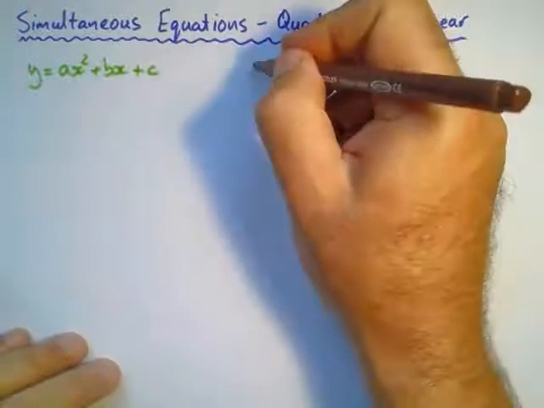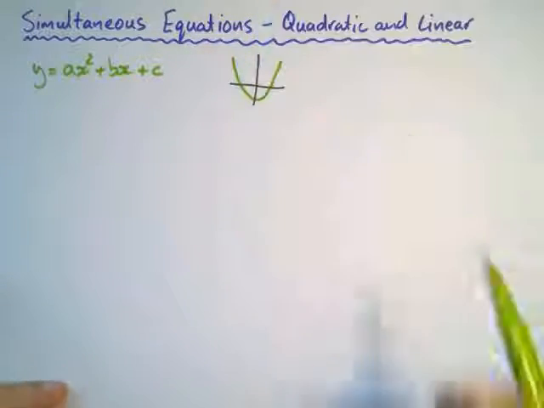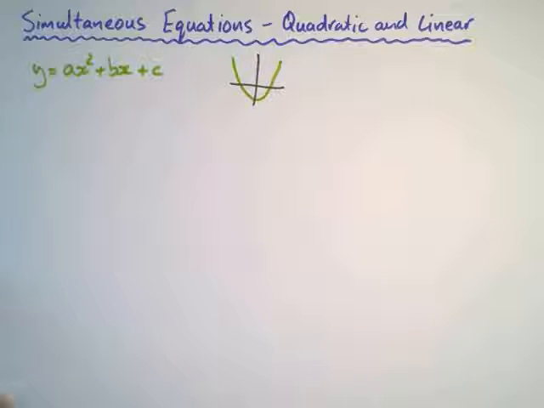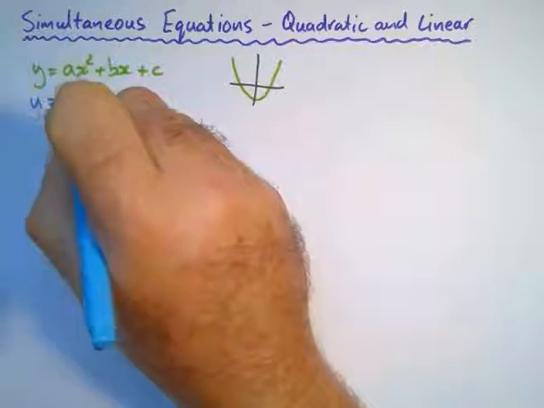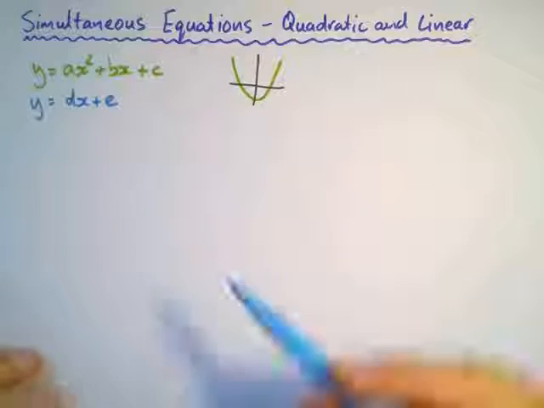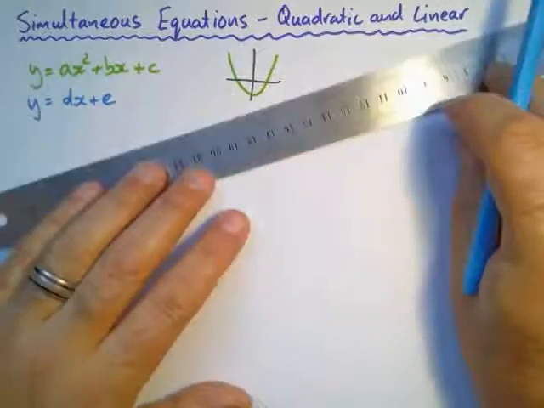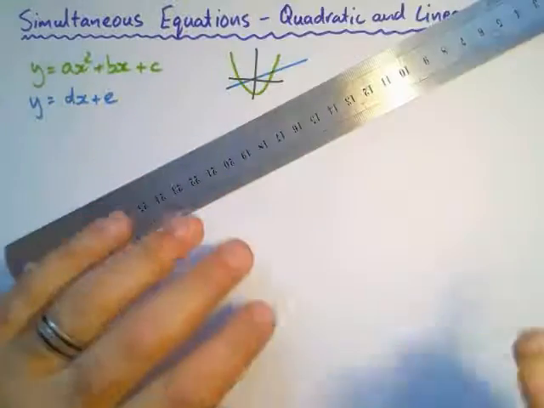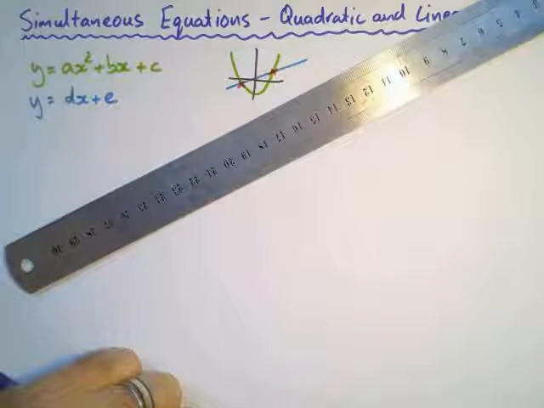It looks like this. One of two things can happen. And the second equation, y equals, let's call this dx plus e. So where are these two the same? Now there's one of three options, and I'm going to write them down underneath each other. The first one is that this dx plus e might look like this, and then I'll have two points where they're the same.